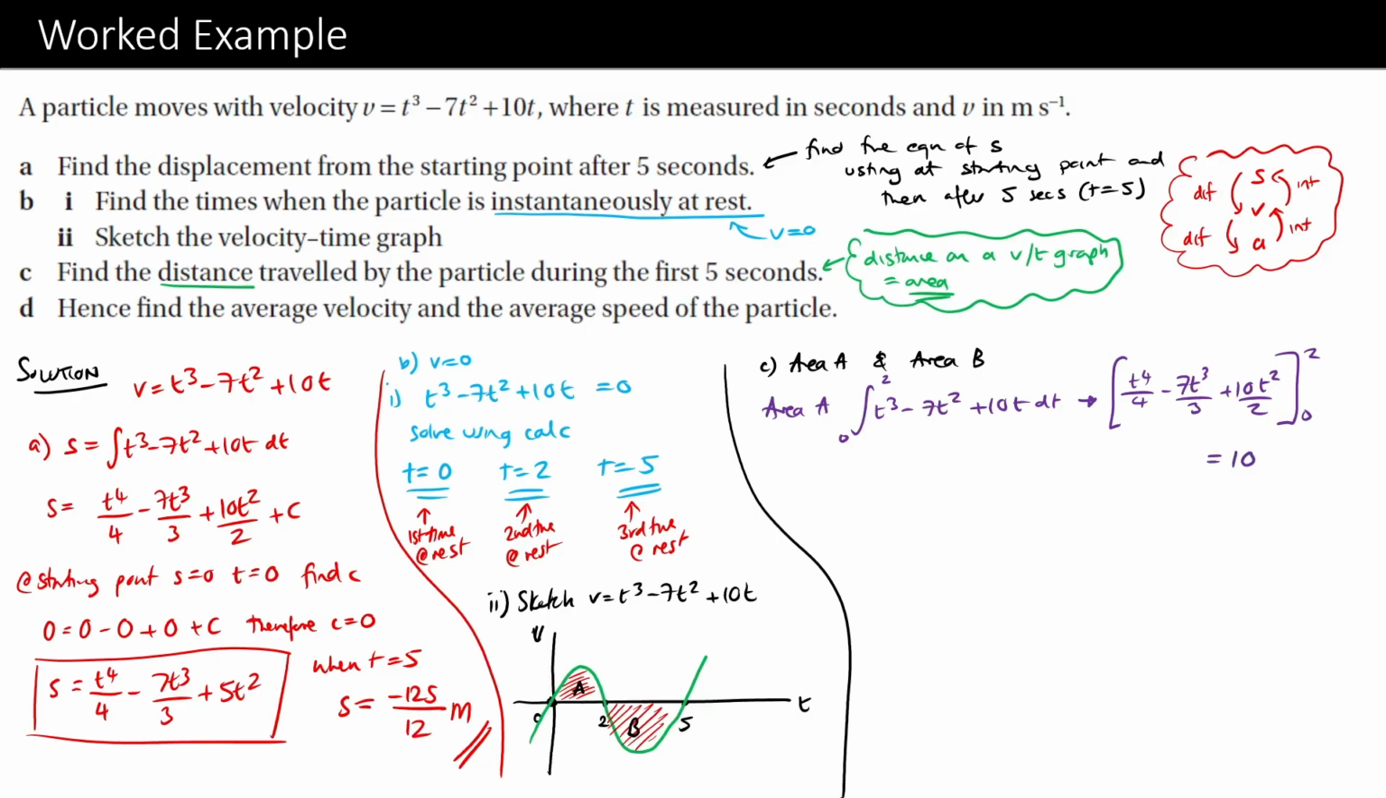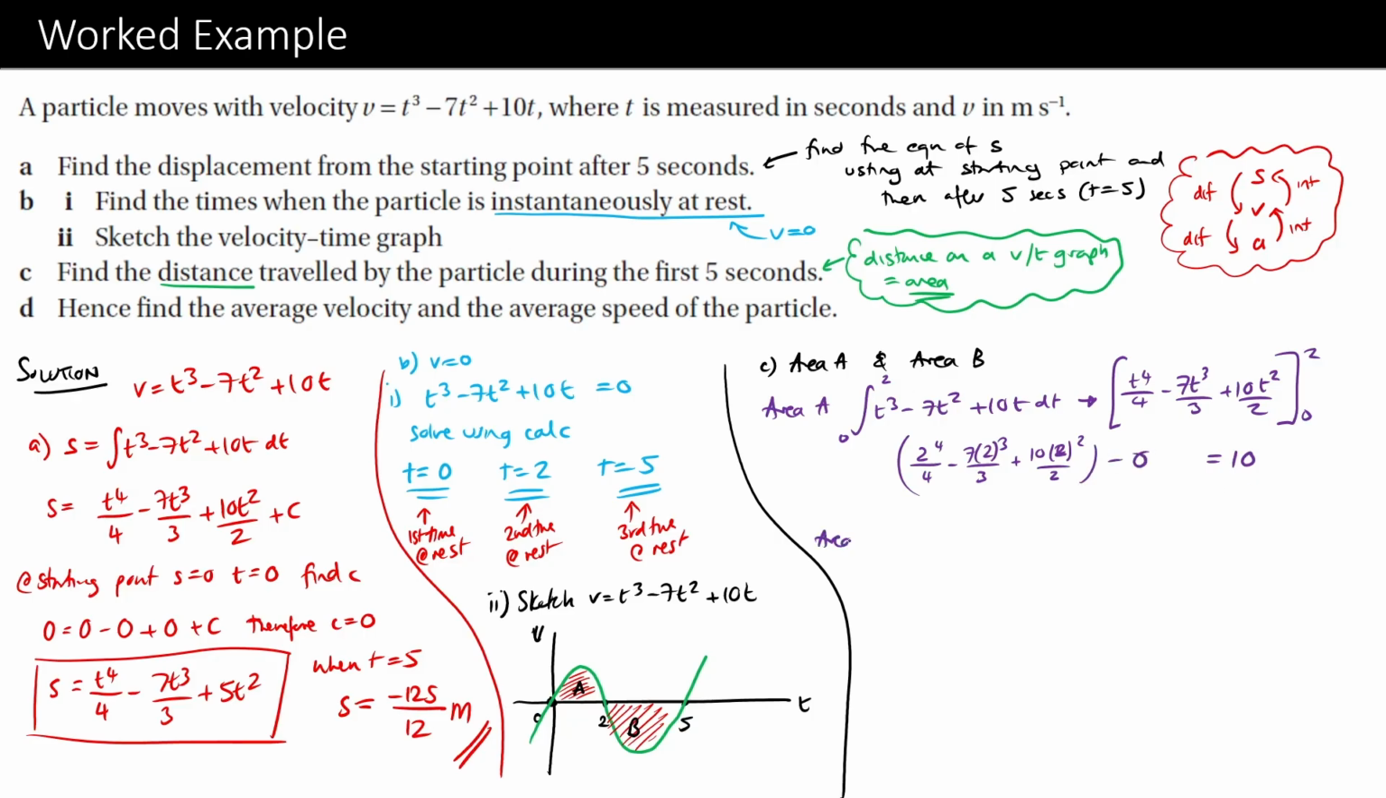However, what you'll need to do is then show that you've substituted it in. So here you'll need to do 2 to the power of 4 over 4 minus 7 lots of 2 cubed over 3 plus 10 lots of 2 squared over 2, minus 0, and that gives me an answer of 10.